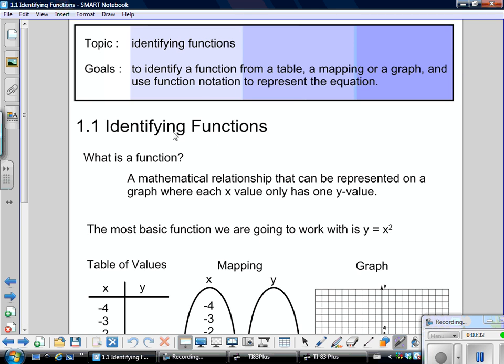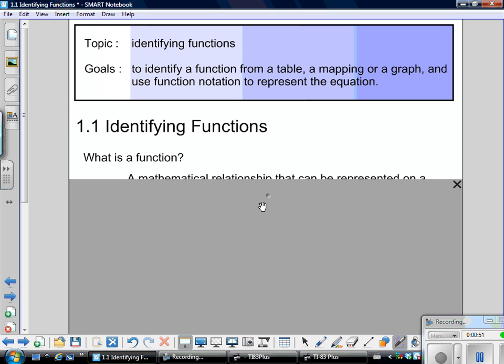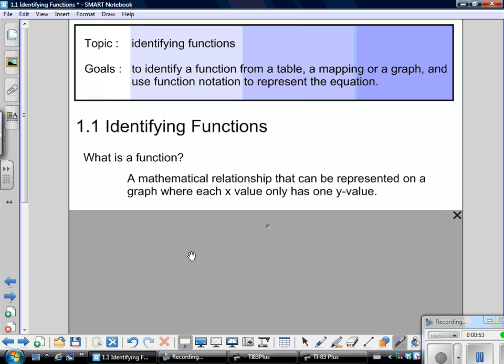So let's look at, first of all, our goal for today, and that is to identify functions from a table, a mapping, or a graph, and use function notation to represent the equation. So quite a few different things going on today. The first thing we're going to look at is exactly what is a function. A function is a mathematical relationship that can be represented on a graph where each x value only has one y value. So that's the main thing there, that each x value only has one y value.